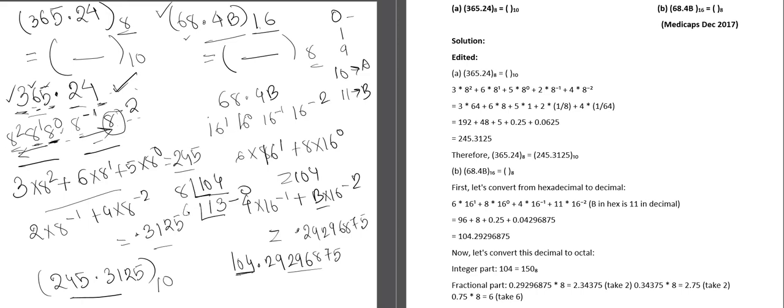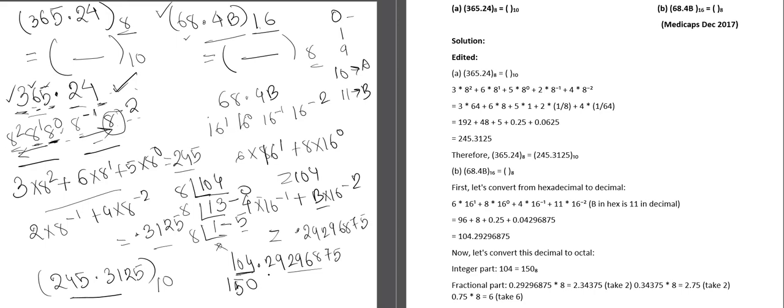Then we take 13. 13 divided by 8 gives 1, with a remainder of 5. After that we can divide further: 1 divided by 8 gives 0, so we won't continue the division process beyond that. Then we just keep track of the remainders: this is 1, this is 5, this is 0. So for 104 we get the equivalent of 150.